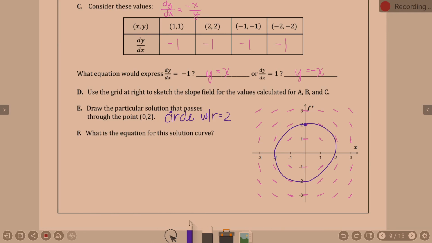The idea is you should be kind of following the direction of the slope field. Not perfect, but you get the idea there. A square with rounded edges, you know. Now, what is the equation for this solution curve?